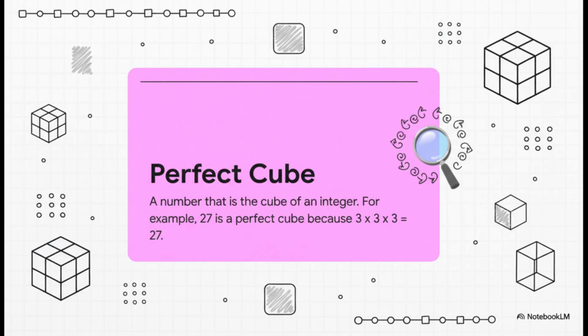Now, when the number we're cubing is an integer, a whole number, the result is something special called a perfect cube. These are those nice, clean results with no messy decimals. So 27 is a perfect cube. Why? Because it's just 3 times 3 times 3. You want to keep these perfect cubes in mind. They're going to come in handy later.